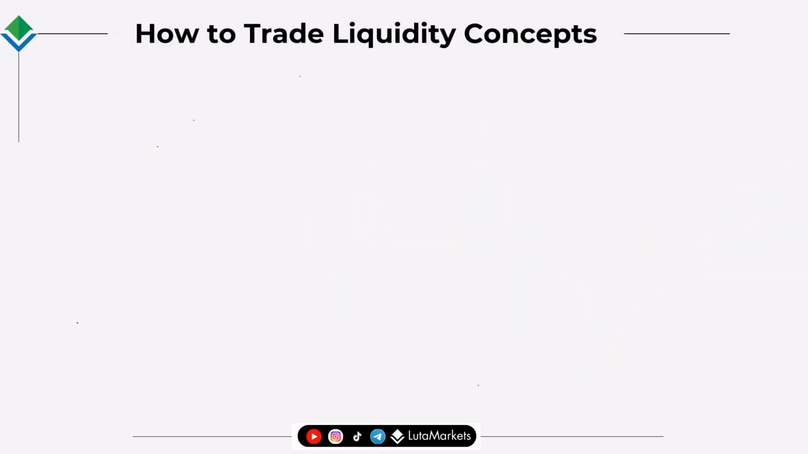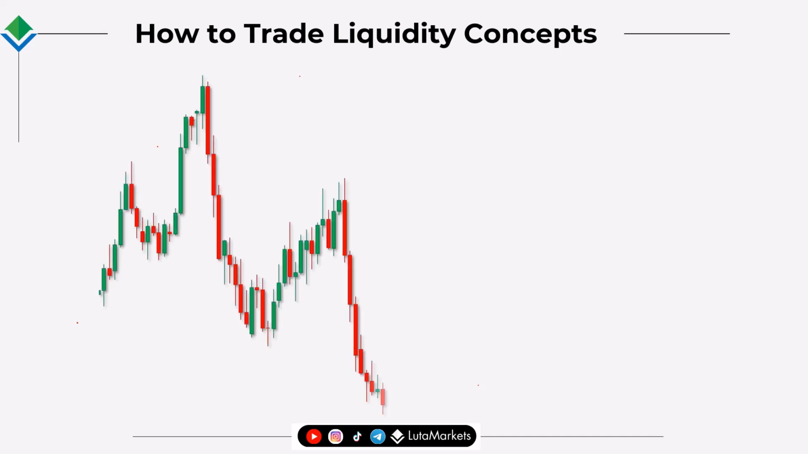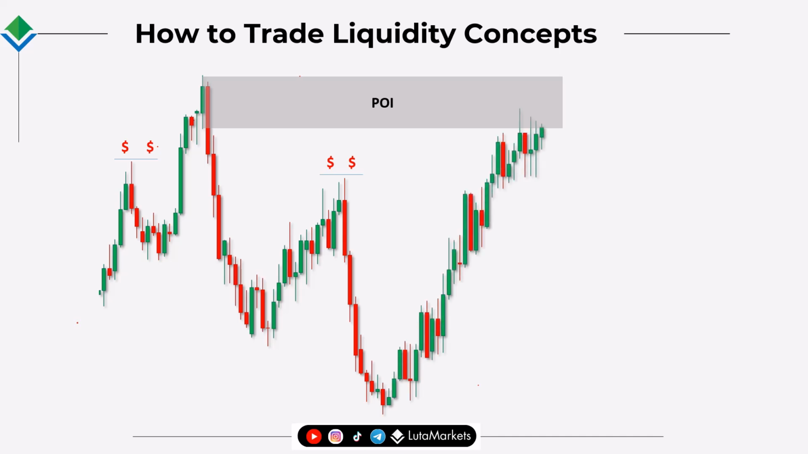How to trade liquidity concepts. Here's how you can apply these liquidity concepts in your trading. Identify liquidity zones. Mark swing highs, lows, equal highs, lows, trend lines, and range extremes. These are the areas where liquidity is most likely to reside. Look for liquidity sweeps. Before committing to a trade, wait for the market to sweep liquidity at one of these zones. This is often the precursor to a significant reversal or continuation move.